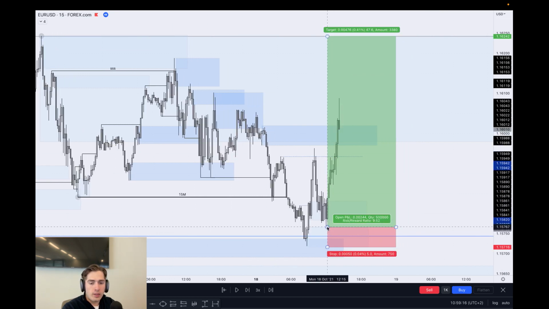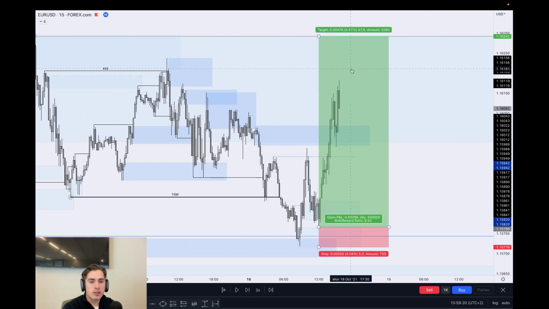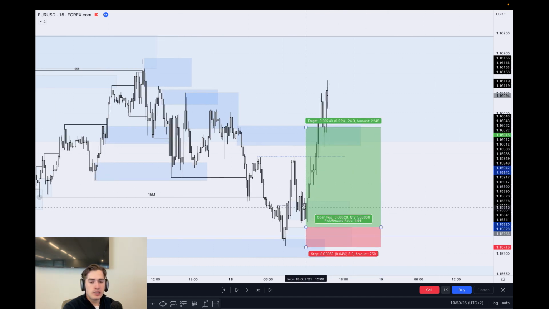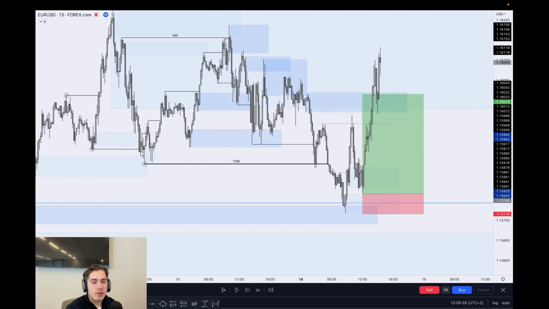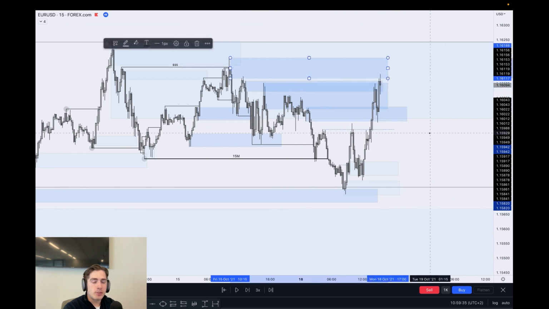and then boom, we get tagged into the pip over here. See the upside continuation, and then of course with our first target being this zone, but preferably just targeting a simple 1 to 5, which is my go-to strategy. As we can see, we hit take profit, and from there price just takes off. And now we have all these already mitigated 15-minute zones, which are just going to be reaction points for price.